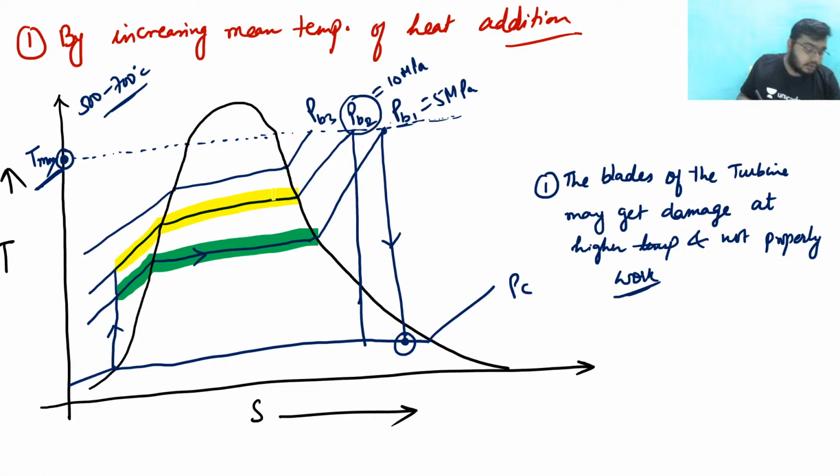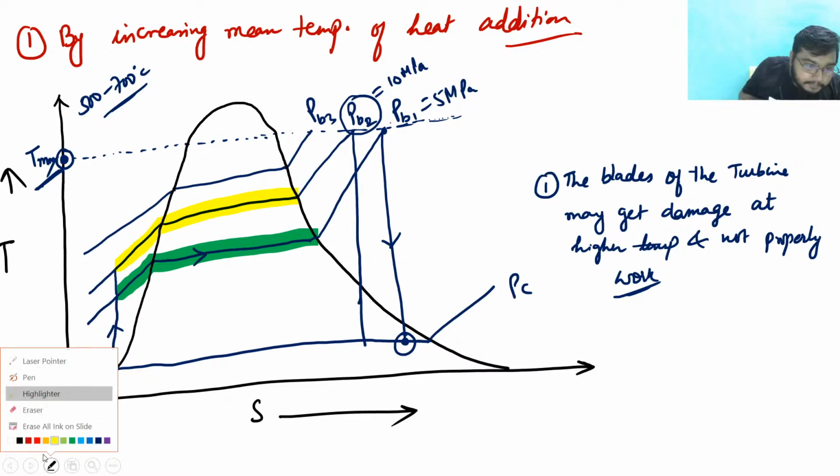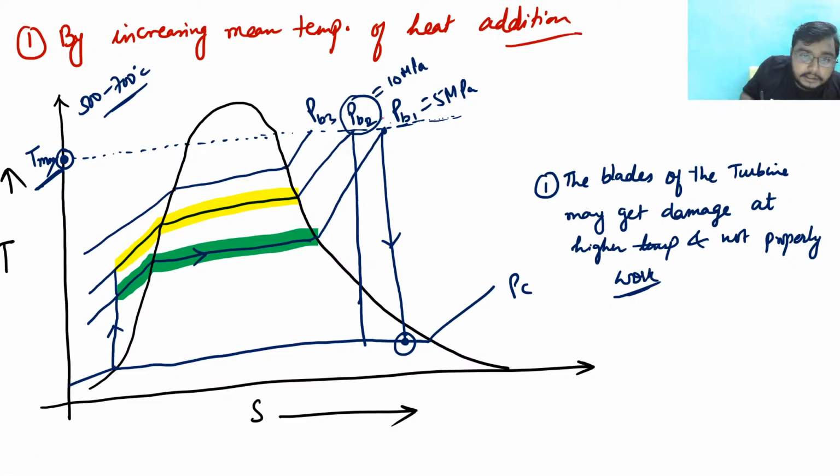So see, let me name it: this is 1, 2, 3, 4. Okay, now this should be 1, 2 dash, 3, 4 dash. Clear? Now see, and let this be 1 dash.